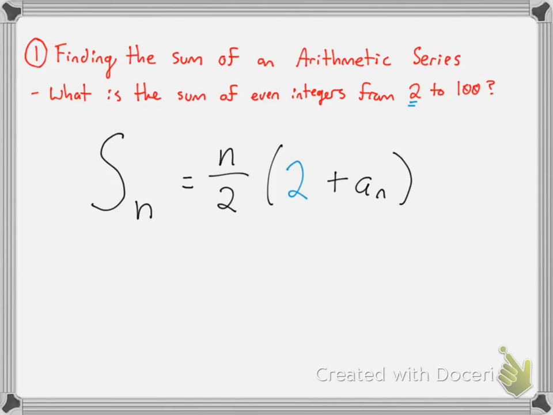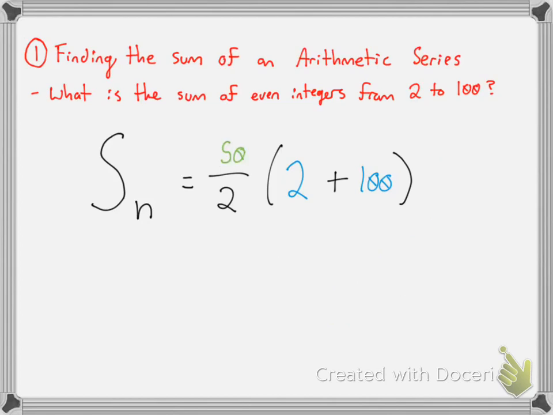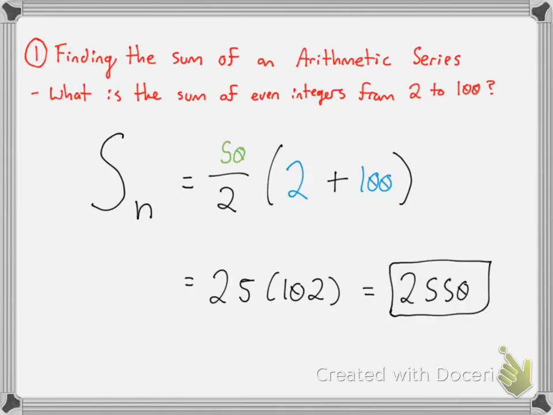I'm starting at 2, I'm going all the way up to 100. For n, I just want to think logically, how many even numbers are there from 2 to 100? There's 50, so my n value is 50. So now, instead of counting from 2 to 100, I'm just going to plug this formula into my calculator, and I get 25 times 102, which is 2,550.